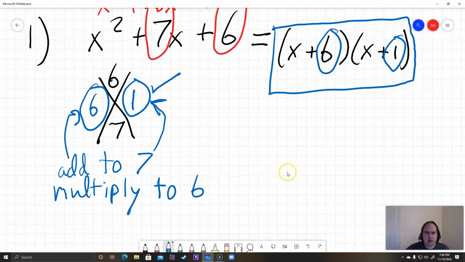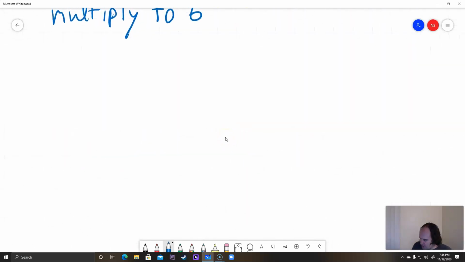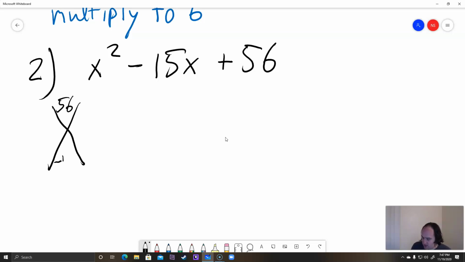Now this one was pretty easy because everything was positive, so it was easy to think of the numbers that work. Let's see some that have negatives. Problem number 2 is x squared minus 15x plus 56. Once again, we're going to use the x method. On the top of the x, we put 56, and on the bottom, we put the middle term, which is negative 15.